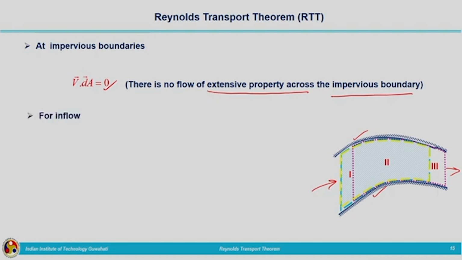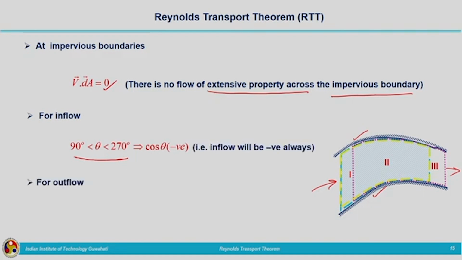Now, for the inflow and outflow regions, we have seen that for the inflow region, theta will be between 90 and 270 degrees, so cos theta will be negative. In the case of the outflow region, theta is less than 90 degrees, so it will be positive. Depending on the flow direction, the angle will be different. For this particular case, I have taken the flow direction from left hand side to right hand side. If it is a river, or in hydraulic open channel cases, it is from upstream to downstream.